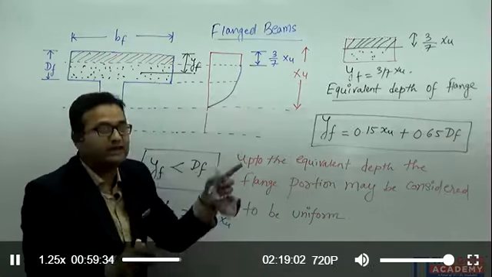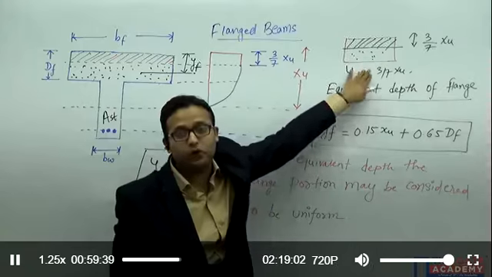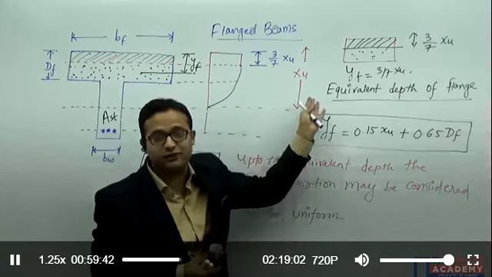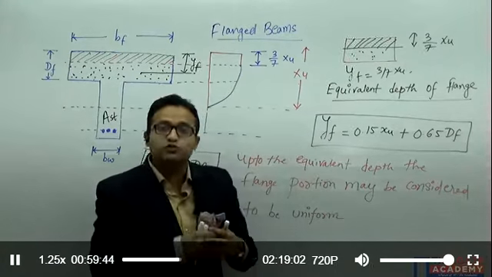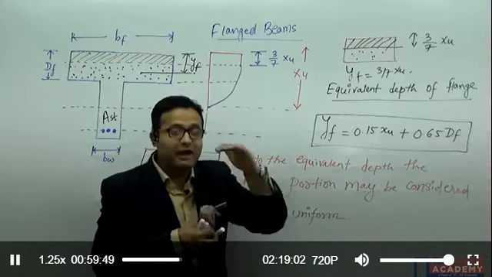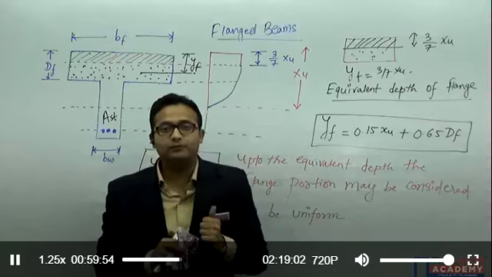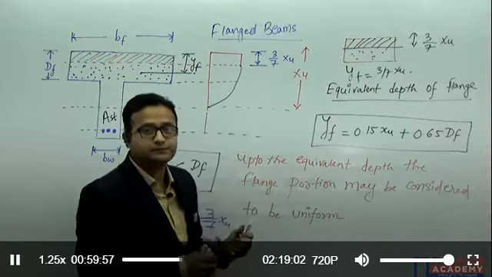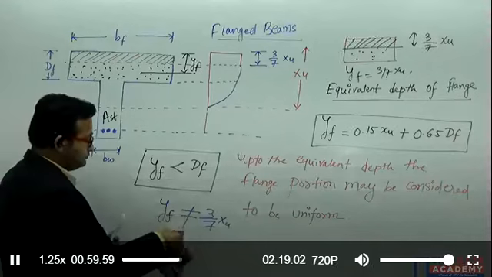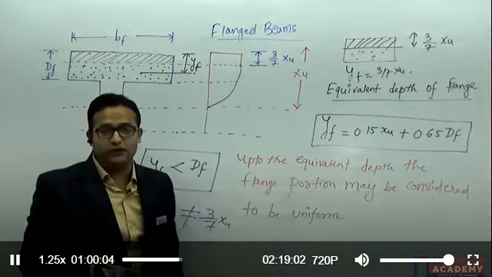If there is no parabolic portion, there is no stress block, then I will be considering up to the 3 by 7 of XU. But there is a parabolic portion. That means it is taking your compressive stresses which are coming due to the external loads. So I need to consider that effect also. So what I am doing here, I am not considering the full depth. I am considering up to some depth which is less than the full depth of the flange. Right? So in this way, we have calculated YF, that is the equivalent depth of the flange.